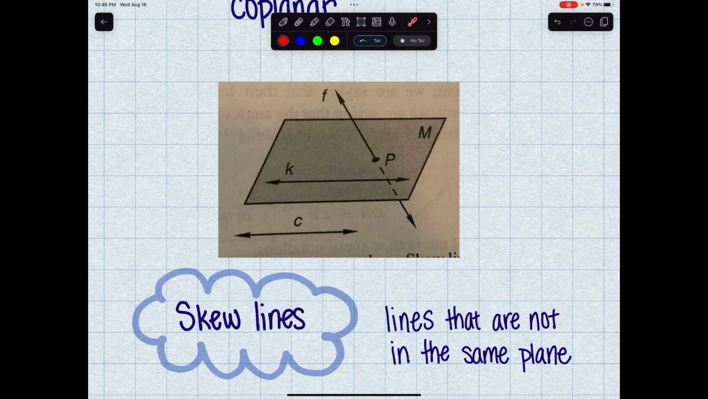It's going to intersect the plane only at one point. In this figure, the point is indicated by point P. Okay. So line F intersects the plane. Line C is parallel to the plane, so it never touches it.